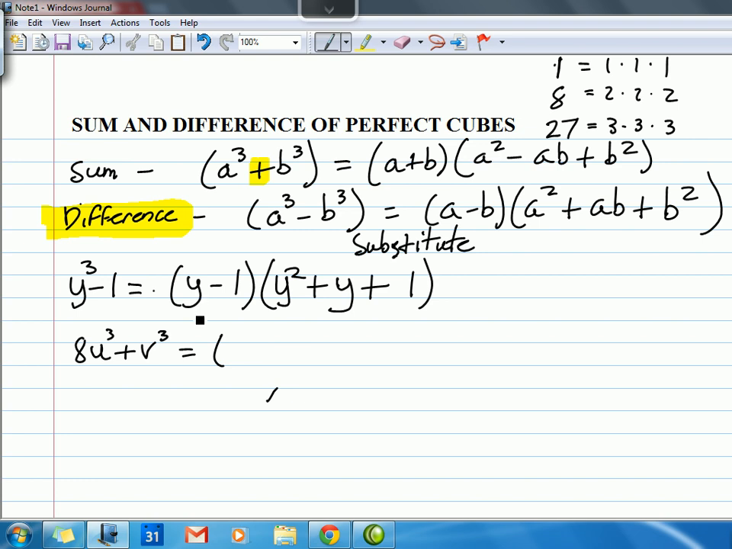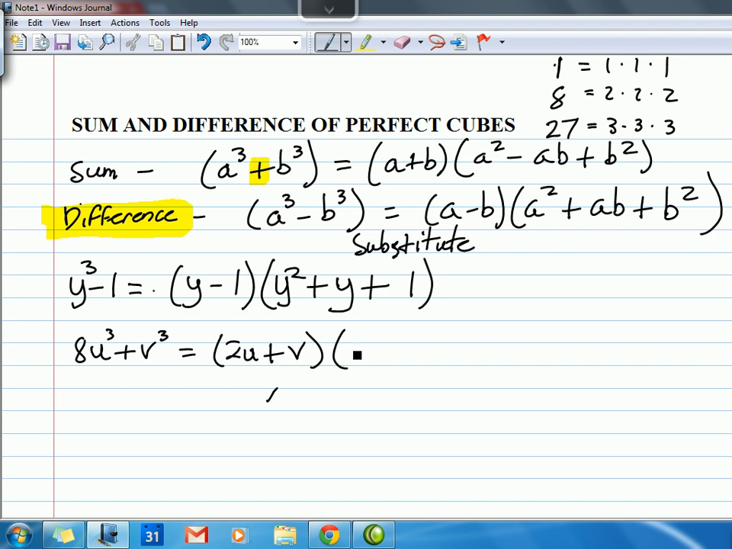First off, we have to understand what a would be in this case. Since 8u cubed is a perfect cube, we have to multiply 3 times to actually get 8u cubed, and that will just be 2u. Why? Because if you cube 2u, you'd get 8u cubed. So 2u plus v. Why? Because you have v cubed right here, right? So then you multiply again.